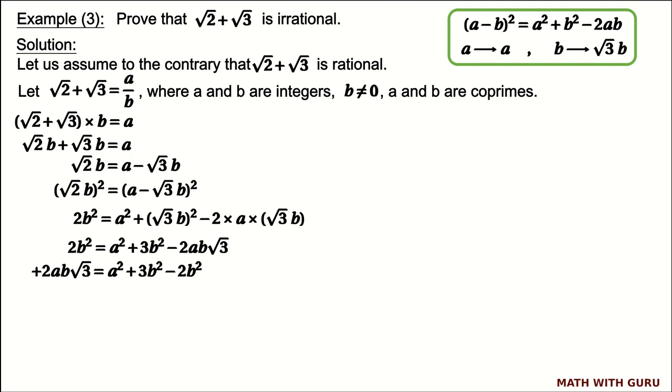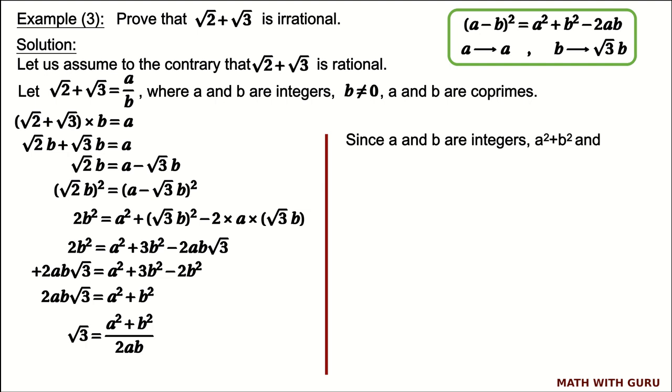3b squared minus 2b squared, they are like terms. Their algebraic sum is 1b squared. 2ab root 3 equals a squared plus b squared. Root 3 equals a squared plus b squared whole divided by 2ab.